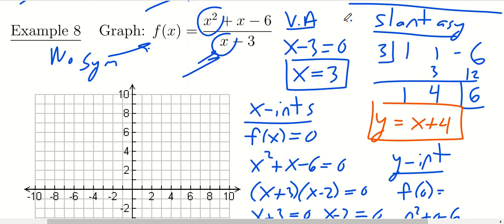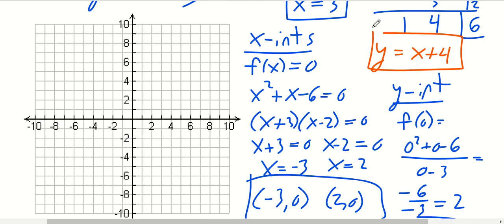So let's start with our asymptotes first. We have a vertical asymptote at x equals 3. That's like this. And now we have our slant asymptote, which is of the form mx plus b. It's a straight line that has a y-intercept of 4 and a slope of 1. So run 1, rise 1, run 1, rise 1. But this would be your slant asymptote, like this.